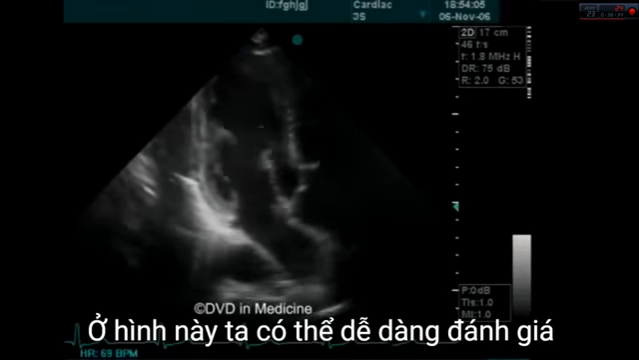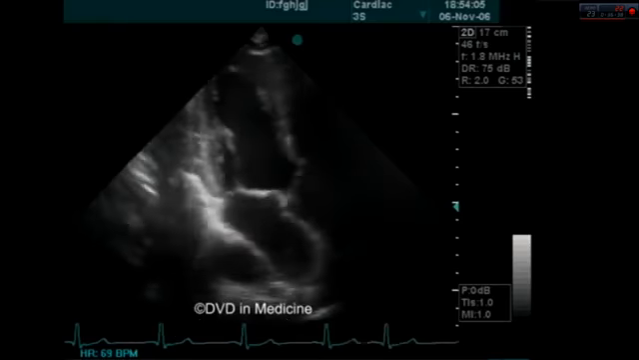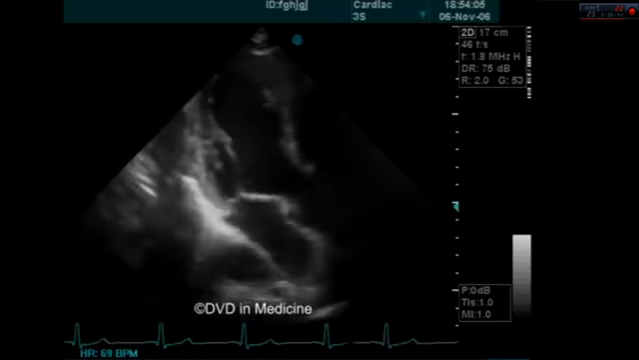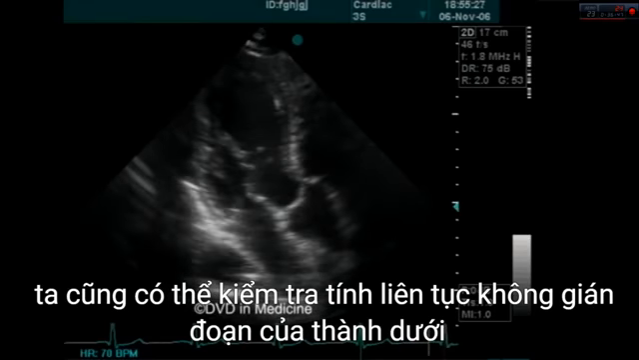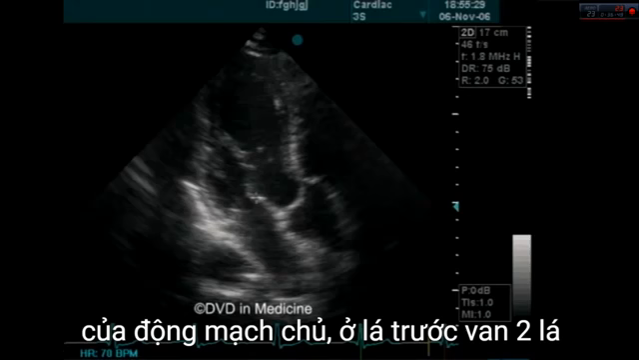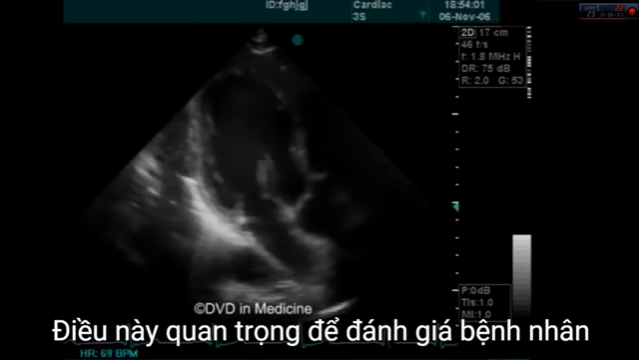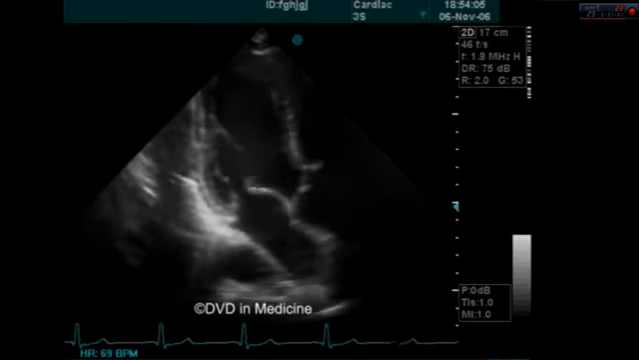In this image, one can easily evaluate the mitral and aortic valves. One has an optimal view of the left ventricular outflow tract. One can also check the direct continuance of the inferior wall of the aorta in the anterior mitral leaflet and the superior wall of the aorta in the interventricular septum. This is important for assessing the patients with congenital anomalies of the heart.